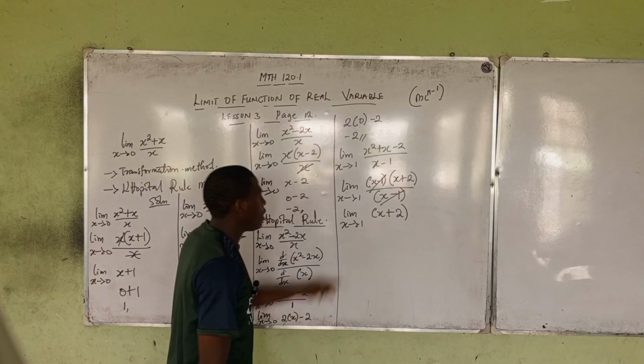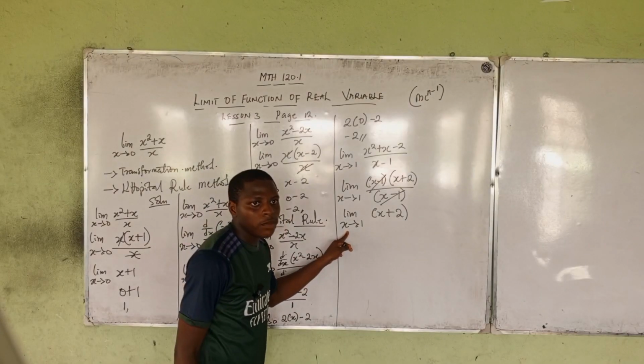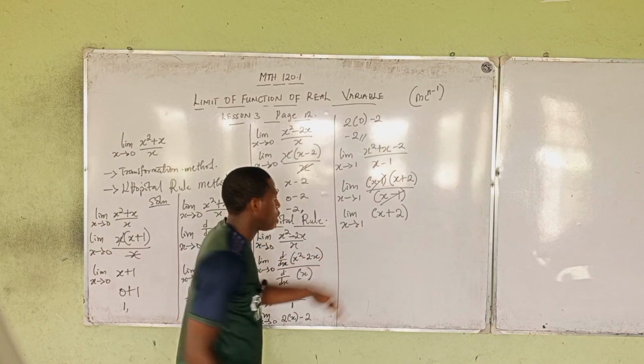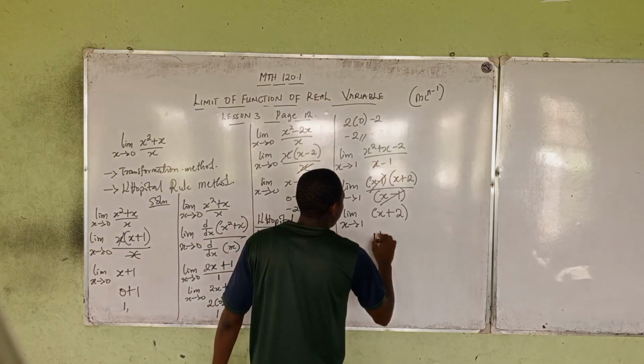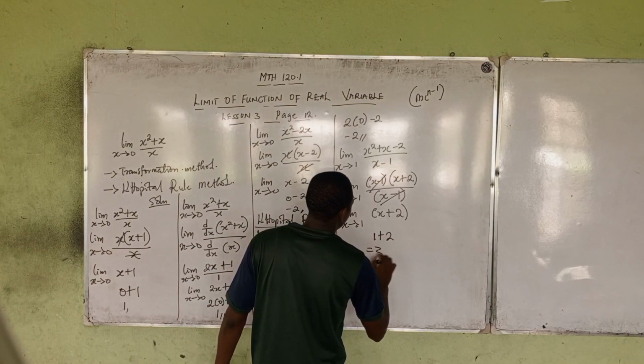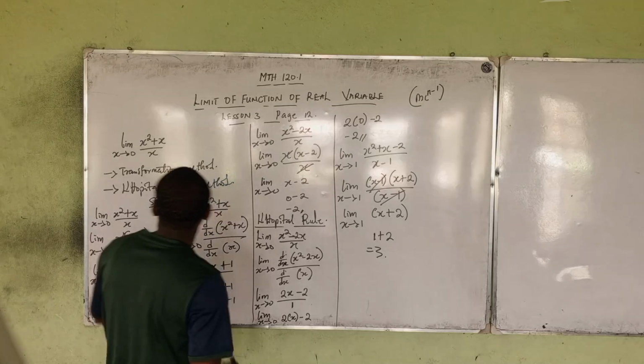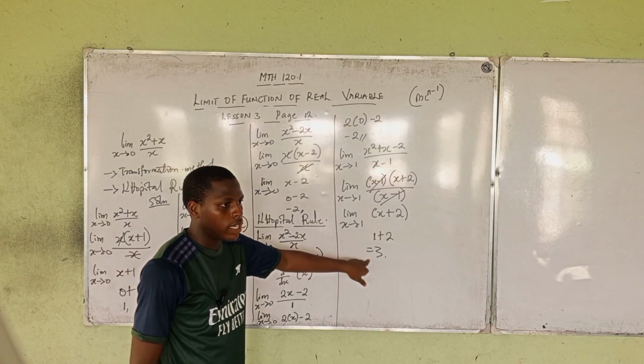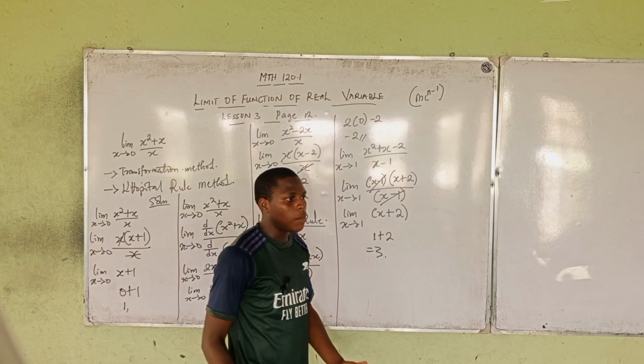Now what is the next thing? Anywhere you see x, what are you substituting it with? You are substituting 1 to it. So you simply have 1 plus 2 is equal to what? 3. Now, if you use the L'Hopital rule method in solving this equation, you will still arrive at 3. Now let's look at the next example there.